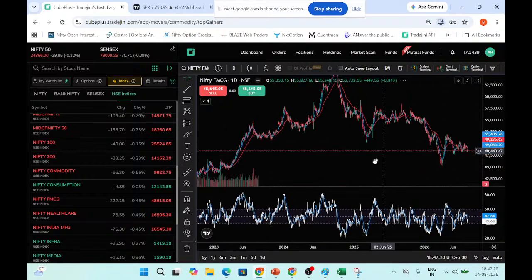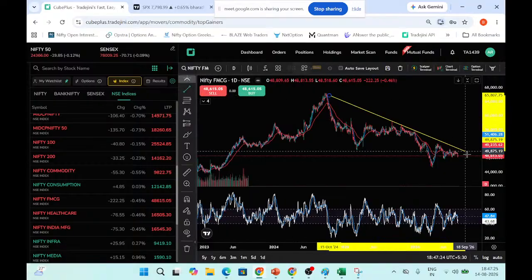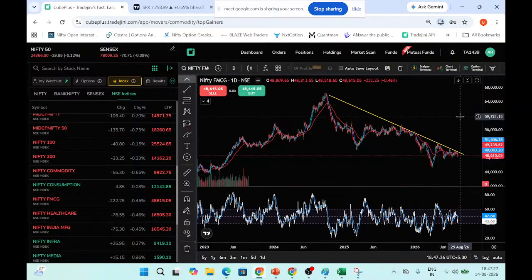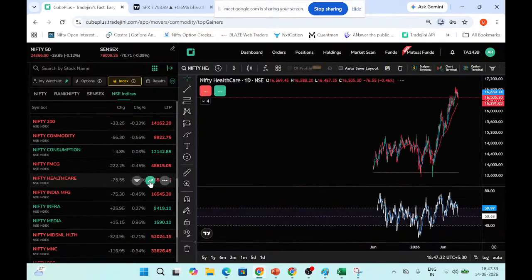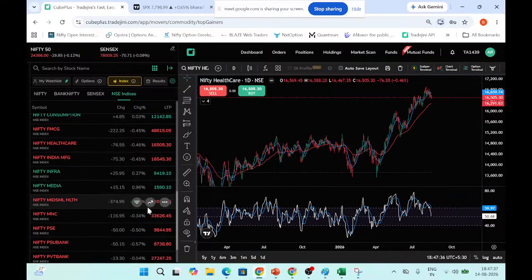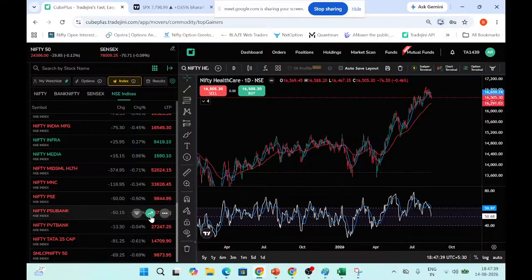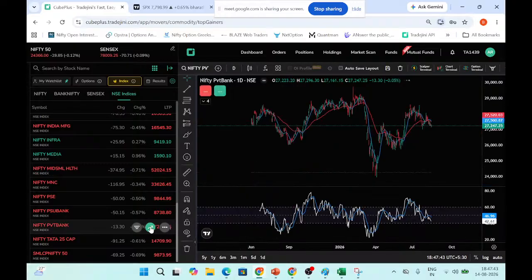See this? The defense sector is certainly way far away from the highs. It's still making lower highs and lower lows, unable to break any of the resistances. FMCG is not a sector I would look at. Healthcare is looking good. So pharma along with healthcare looks fantastic. Correct?